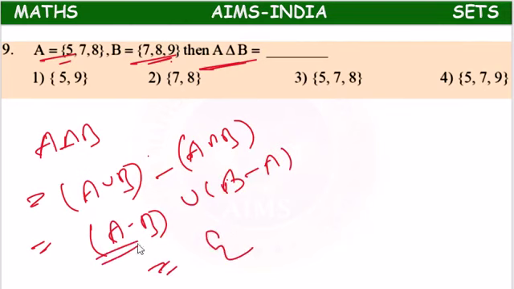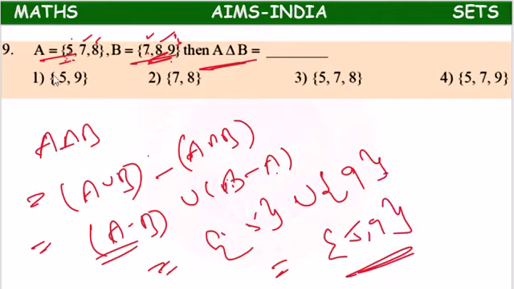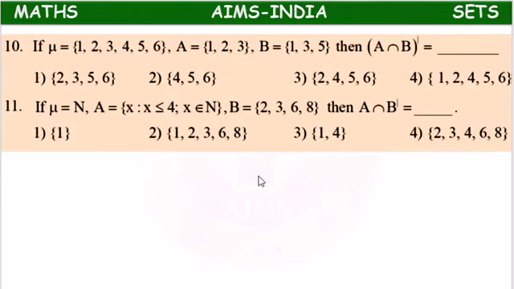So A minus B means only A. 7, 8 are present in B, we won't take them. Only A, we have 5. Union B minus A: only B. 7, 8 are present in A, we won't take them. So only 9 we will take. This union means {5, 9}. So the first option, {5, 9}, is the correct answer.